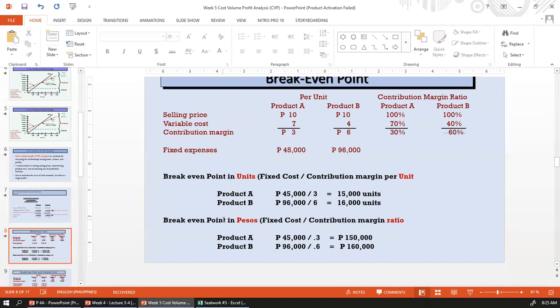For the break-even point in pesos, the formula is fixed cost over your contribution margin ratio. So 45,000 pesos for the fixed cost, divided by your contribution margin ratio of 30% will give you break-even sales in pesos of 150,000. The same with product B, with a fixed cost of 96,000 pesos, divided by your contribution margin ratio of 60% will give you break-even sales in pesos of 160,000.